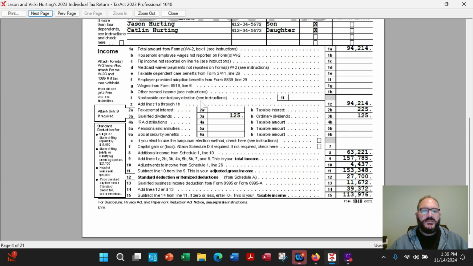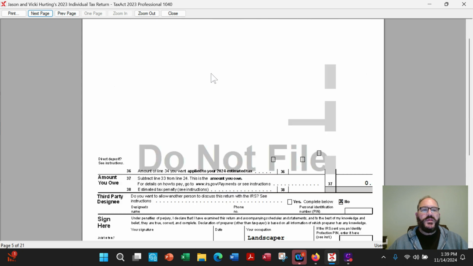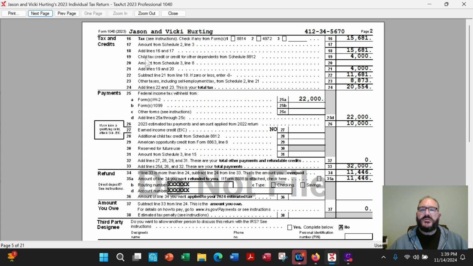So here's the 1040. First page of it, second page of it. So they wind up getting a refund of this amount. But notice what happened here. Child tax credit from 8812. It went out and did the 8812. It also did the SE. So let me show you.